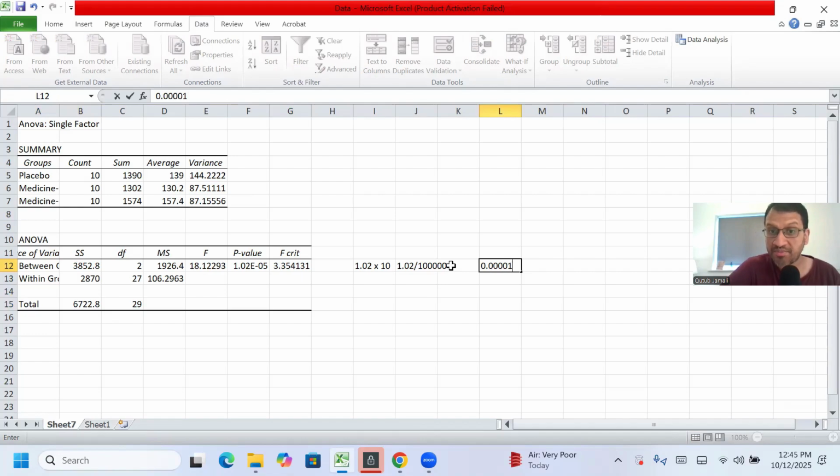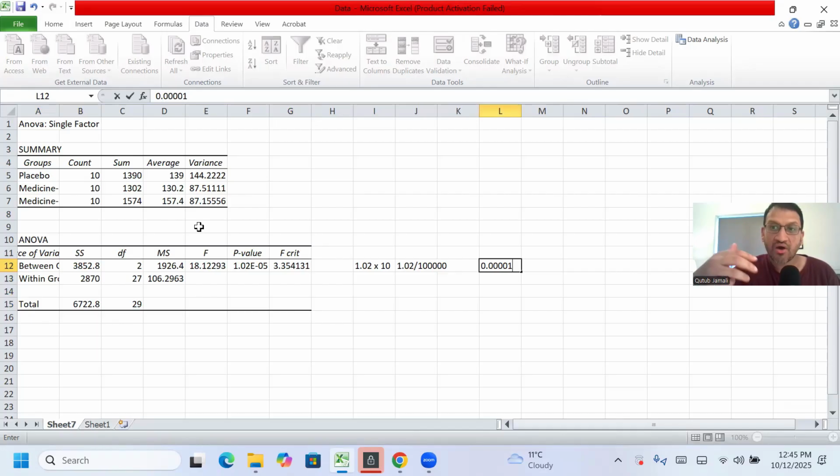So here the p-value is 0.001, right? What you can see is, number one, the F value is greater than the F critical value, which shows that the mean difference is significant. And number two, the p-value is less than 0.05. So definitely this data is statistically significant.